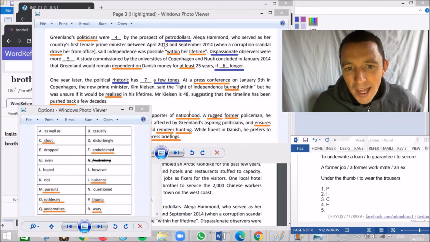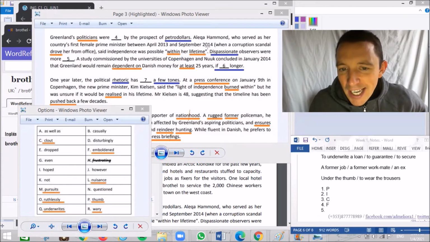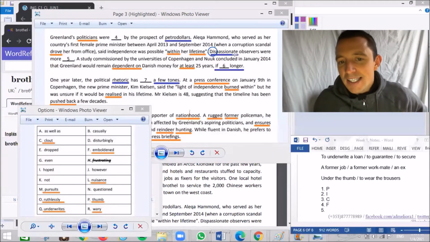Independence was possible within, dentro, her life. Life and lifetime, very similar. Dentro su vida, within her life, or dentro su tiempo de vida, in her lifetime. It's just a substantive, the same significance as vida, really. Dispassion, so it's the negative, and that's the key. Because it's underlined in blue, I think it's the key for the answer.